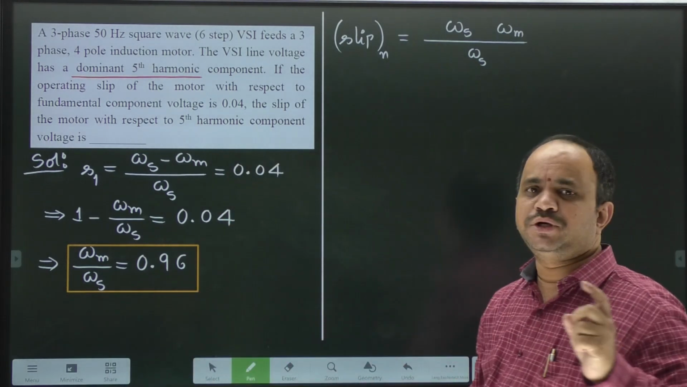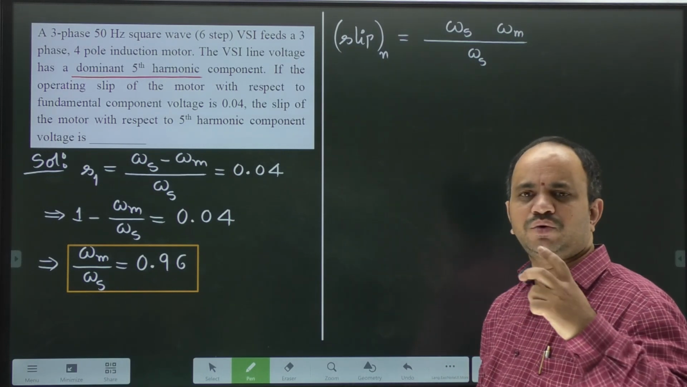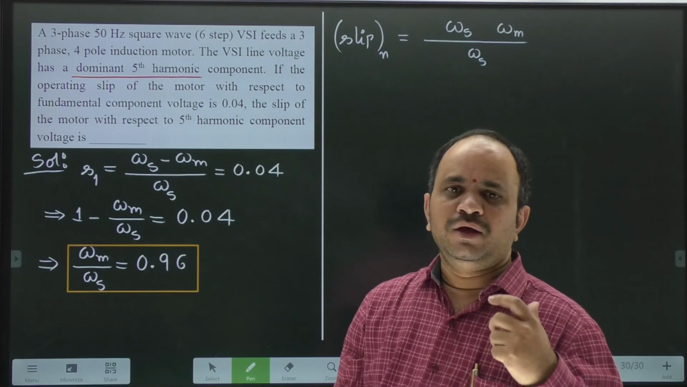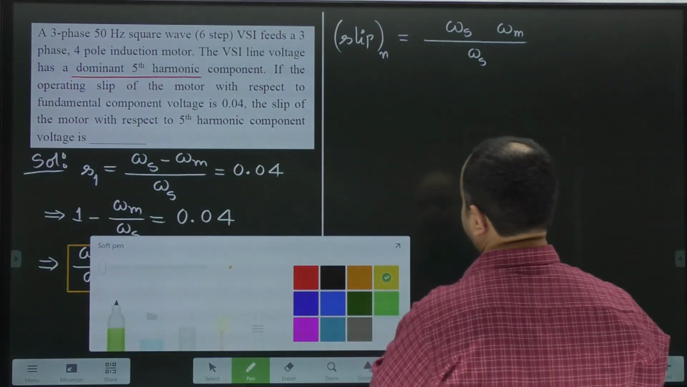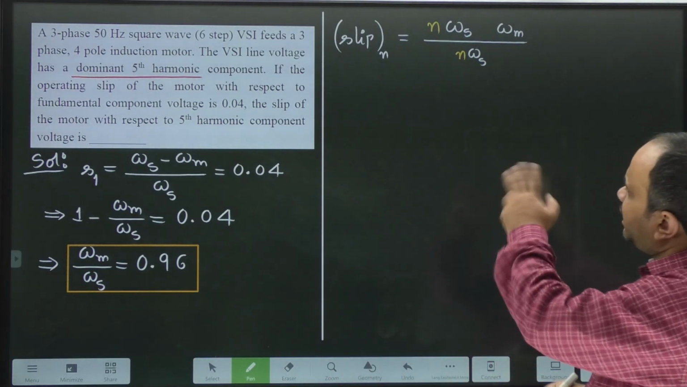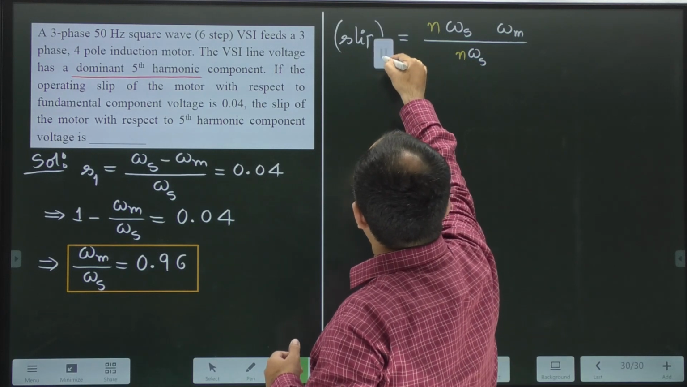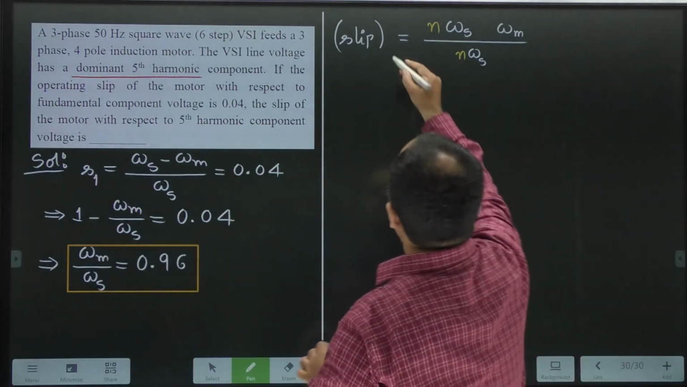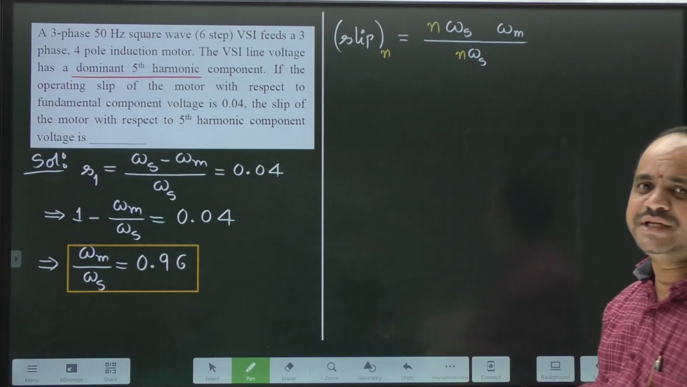These harmonics correspond to time harmonics. In the machines class you might have learned there are two concepts of harmonics. One is a time harmonic, another is slot harmonic. When it is a time harmonic, you should multiply the synchronous speed by the number corresponding to that harmonic component. So that is n here.